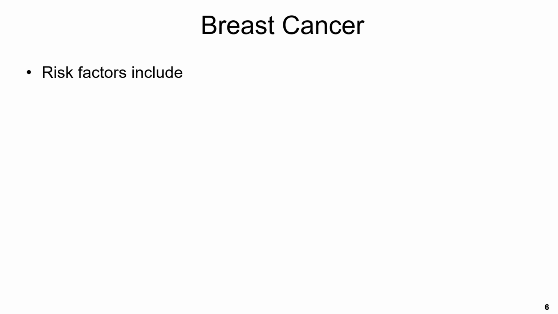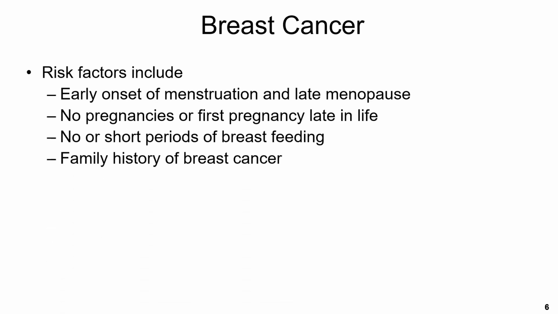So the breasts are also part of the female reproductive system. So let's talk a little bit about breast cancer. There are many risk factors for breast cancer. The thing that we know about is family history right here. Okay. So let's talk about the first three bullets.